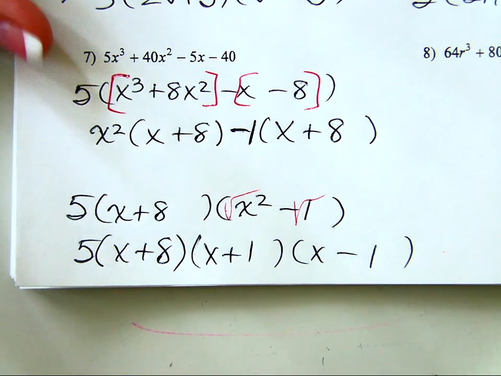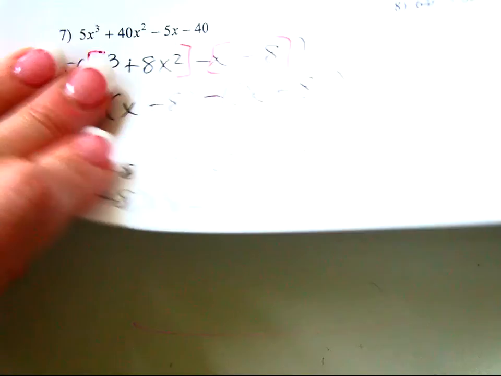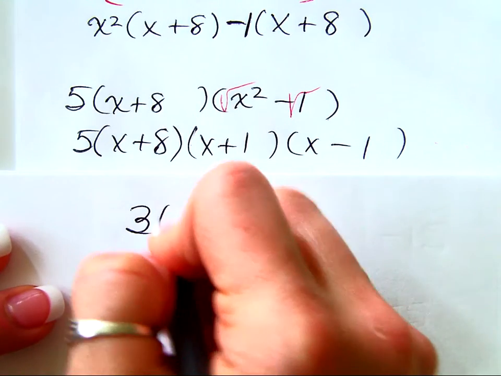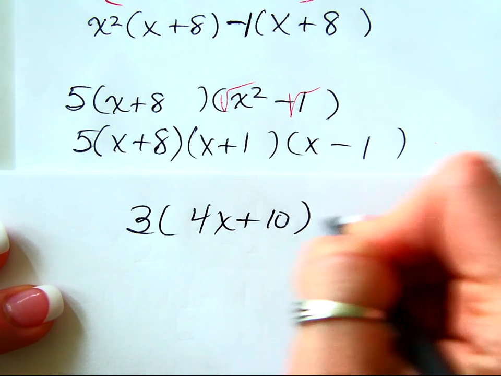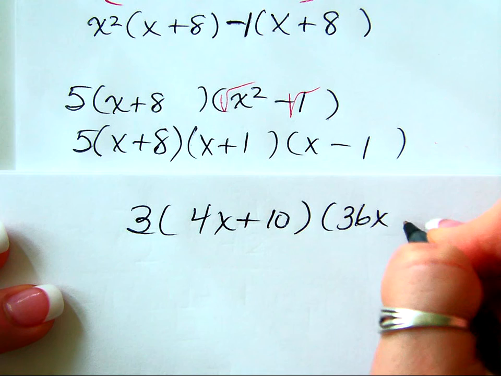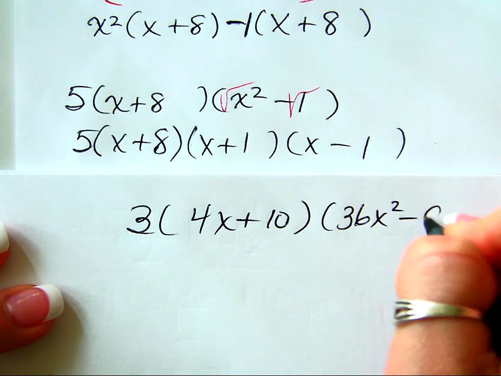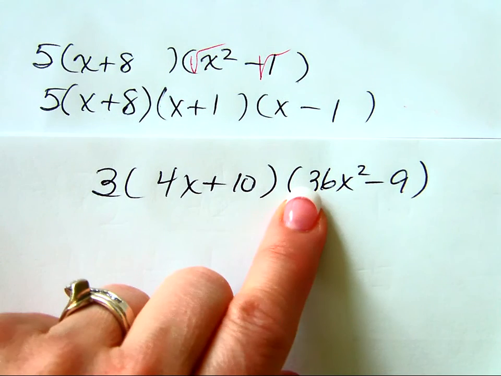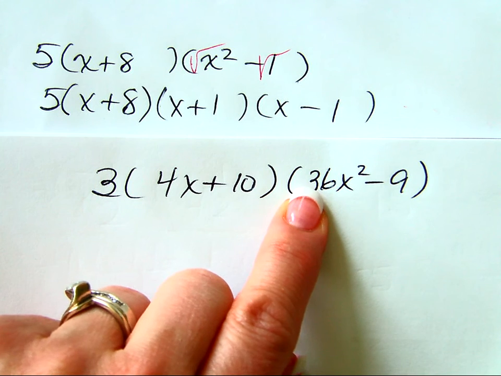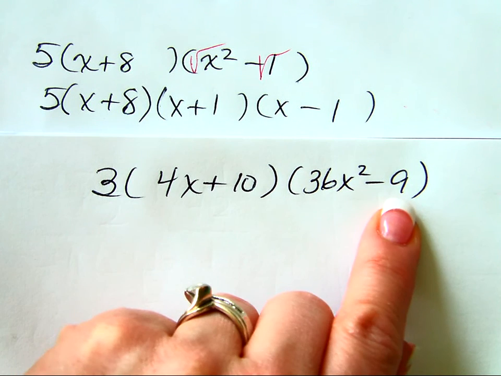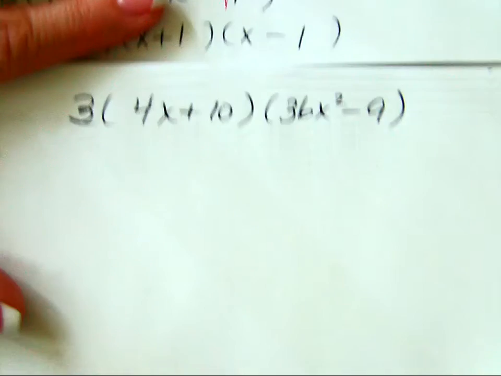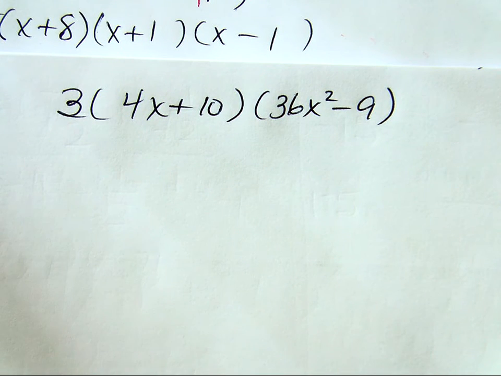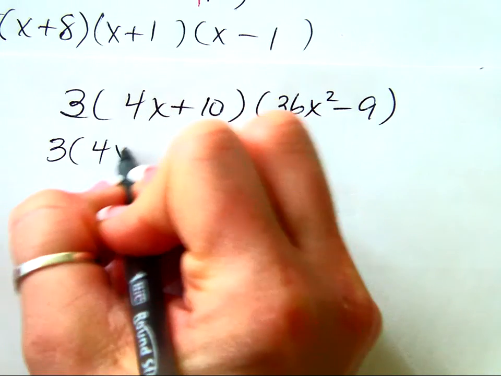Okay? Watch. If it's like having this, if I were to have a 3 times a 4x plus 10 and a 36x squared minus 9, is that a perfect square? Just relax. Listen. Is that a perfect square? Yes. Is that a perfect square? Yes. Is that a minus? So remember those special cases? I still feel like of all of these, the special cases are the ones that are confusing you the most. So this is good. That doesn't qualify for anything.